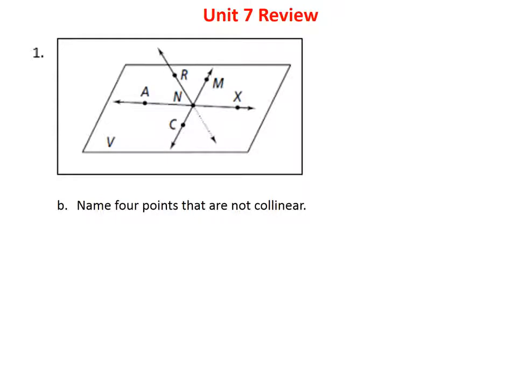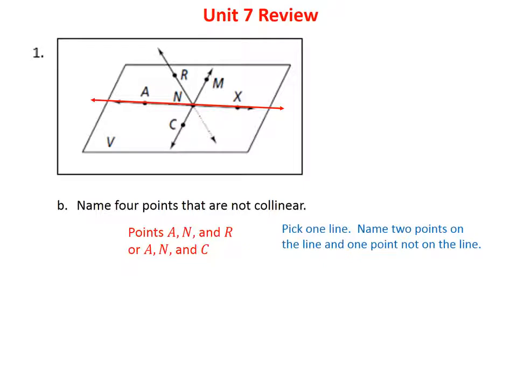This means 4 points that are not on the same line. All right, so all we have to do is pick a line, and let's say we name 2 points on that line and then another point that is not on that line. So for example, here I have the points A, N, and X. So let me pick another point that's not on that line. My choices are R, C, or M. So if I pick any of these points, A, N, and R would, for example, be an example of 3 points that are not collinear, and A, N, and C would be another one that's not collinear.